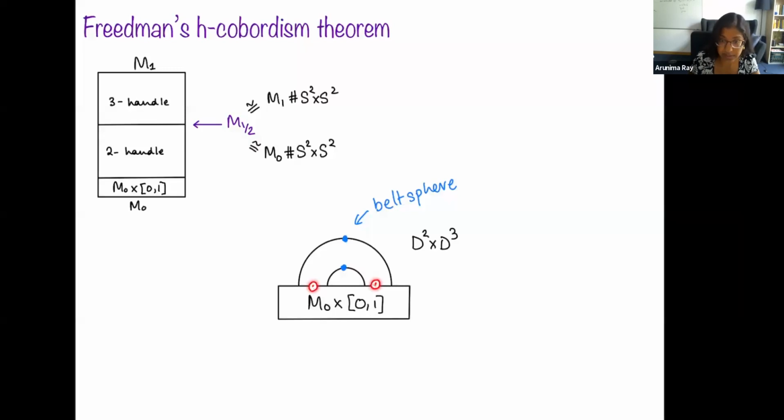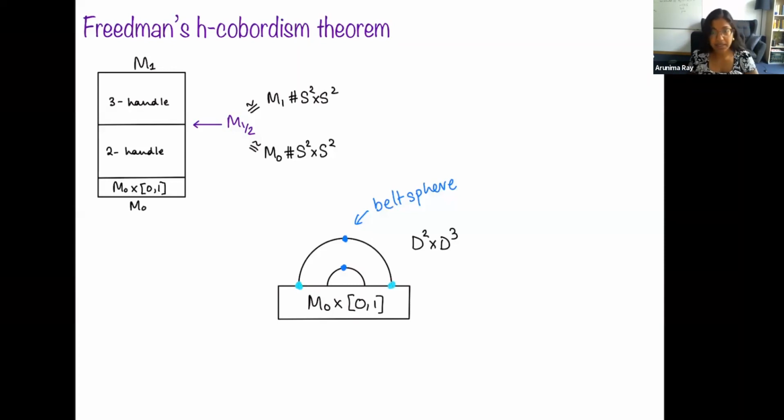The attaching sphere looks like this at the moment. That's the portion where the handle got attached to M0 cross I. But I would rather think about pushing that attaching region off to the edge a little bit. So I'm going to look at something that's over here.